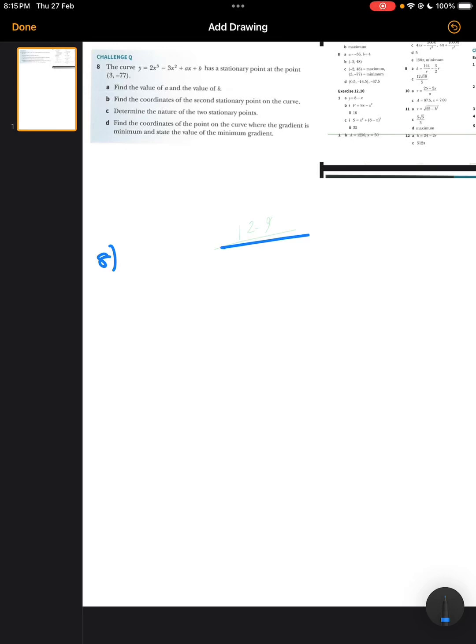The curve, it's a cubic curve, has a stationary point at the point (3, -77). Part A: find the value of a and b. Okay.